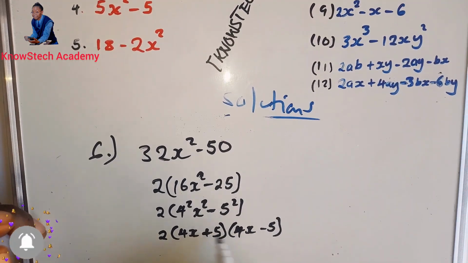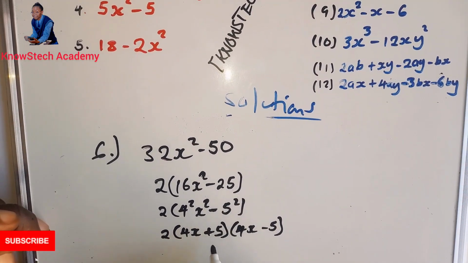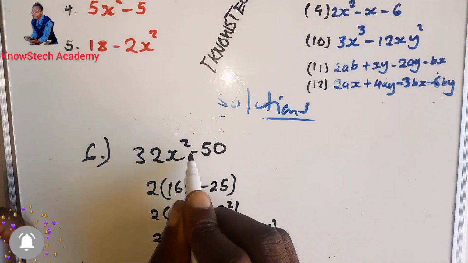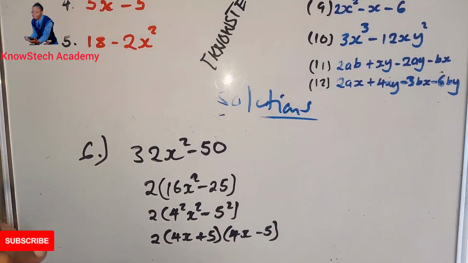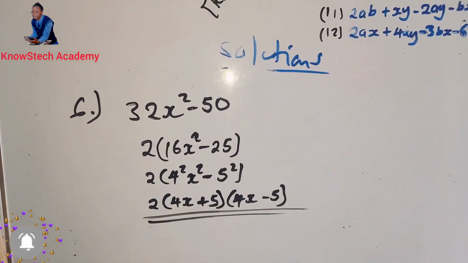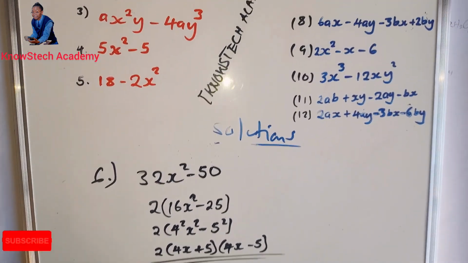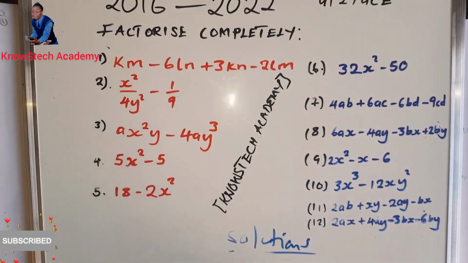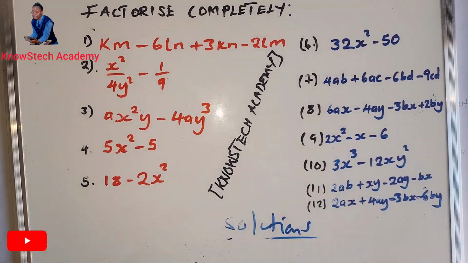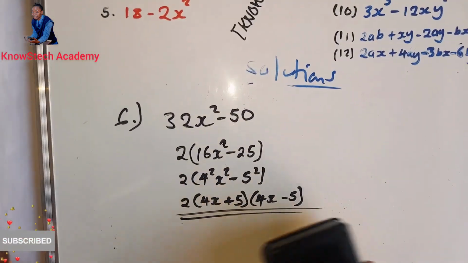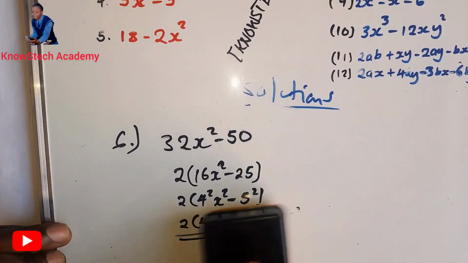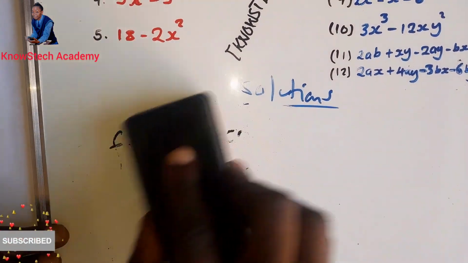Why are we writing plus, minus? It's because when we expand, it will bring us back to the minus in the equation. So this is the answer. We move on to the 7th question. You can copy the solution, pause the video and copy the solution. Otherwise, we move to the 7th question.